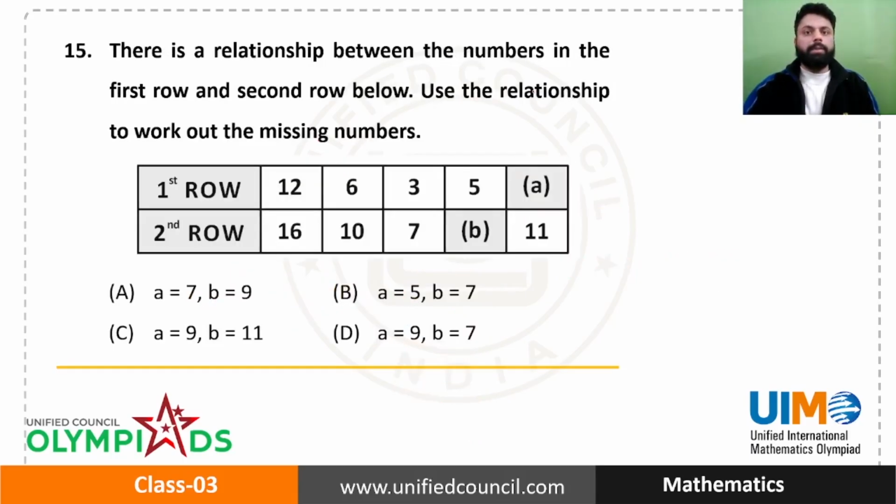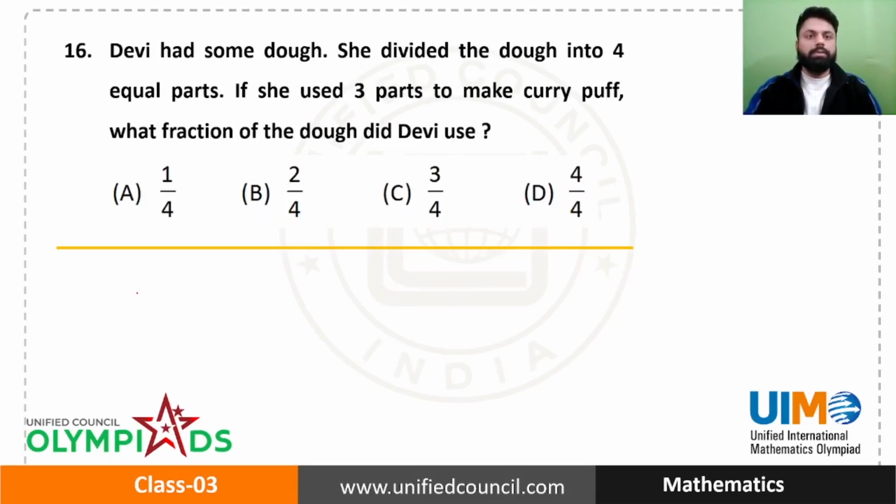There is a relationship between the numbers in the first row and the second row. Use the relationship to work out the missing number. 12 and 16, 6 and 10, 3 and 7, 5 and B, and A and 11. So 12 plus 4, 6 plus 4, 3 plus 4. So it has to be 5 plus 4. So B value is equal to 5 plus 4, that is 9. That is only in one of the options. And A has to be 11 minus 4, that is equal to 7. So A option is the correct answer.